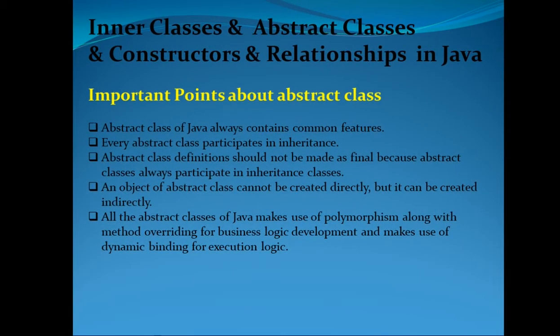Next one, important points about abstract class. Abstract class of Java always contains common features. Every abstract class participates in inheritance. Abstract class definitions should not be made final because abstract classes always participate in inheritance. An object of abstract class cannot be created directly, but it can be created indirectly. All the abstract classes of Java make use of polymorphism along with method overriding for business logic development, and make use of dynamic binding for execution logic.